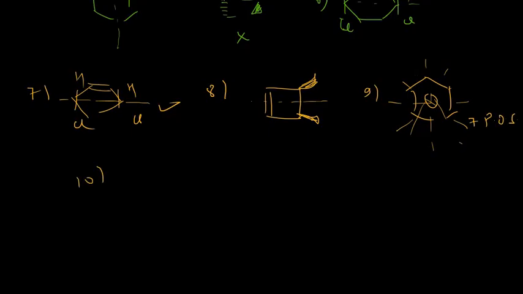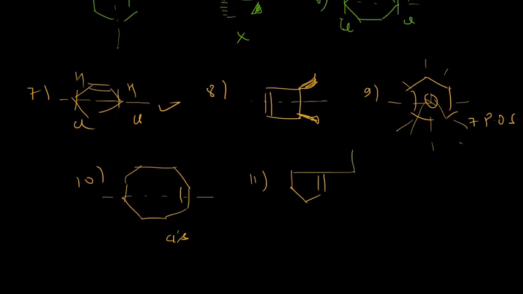Tenth, cis, it has a plane of symmetry. 11th, its trans version does not have any plane of symmetry. 12th, hydrogen chlorine, it does have a plane of symmetry. So that's how we define the plane of symmetry in these types of compounds.